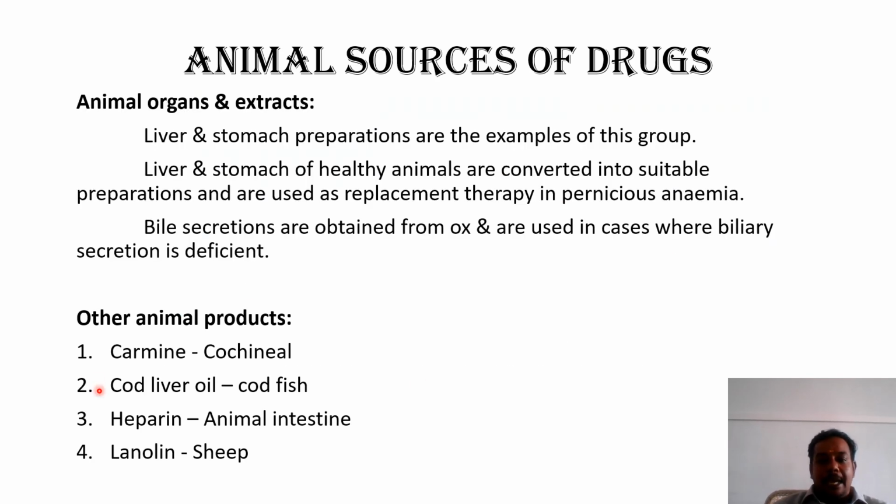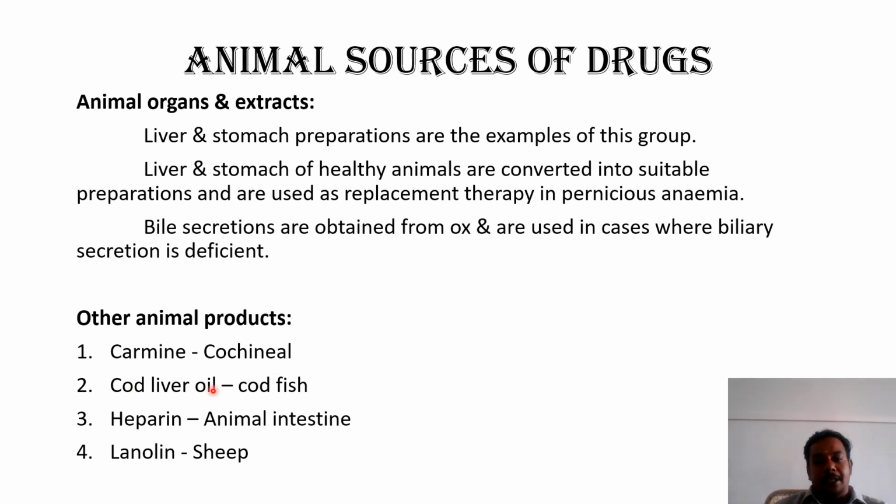And last, are there any other animal products other than these? So we had seen about hormones, we had seen about extracts, and we had seen about enzymes. Now, are there any other products that are obtained from animals and used as crude drugs? Yes, for example carmine, which is a coloring agent obtained from the insect called cochineal, right. Number 2, cod liver oil, which is a famous one, right.